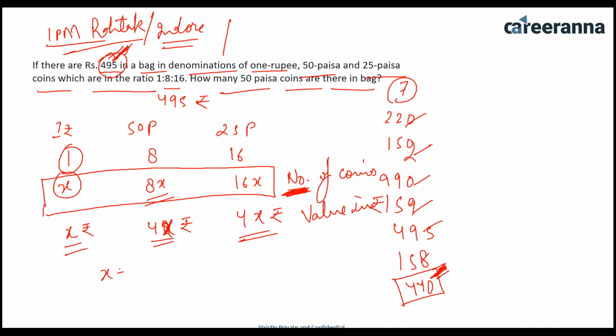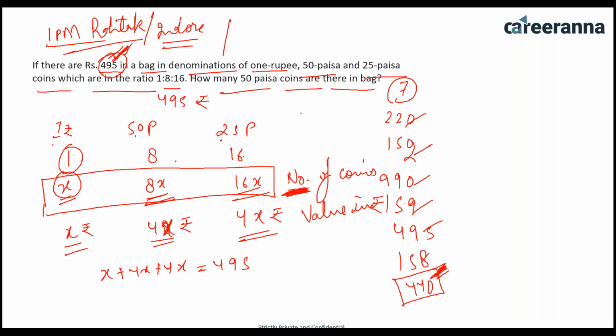Okay, so the total value is given to be 495. Now I have x plus 4x plus 4x equals 495, right? Yes, Kashish, I'll explain it again. Okay, so I have three types of coins: 1 rupee, 50 paisa, 25 paisa. The ratio of the number of coins is given, 1 is to 8 is to 16. If I take this to be x, it will be 8x, it will be 16x. I'm talking about the number of coins.